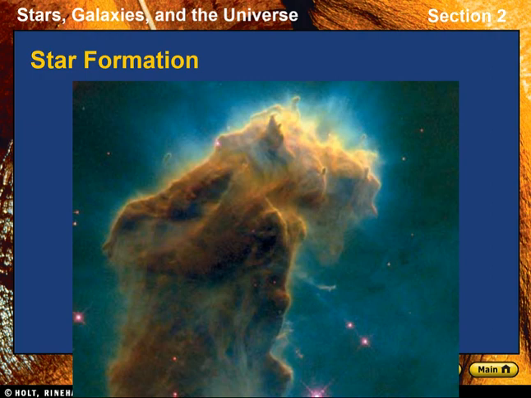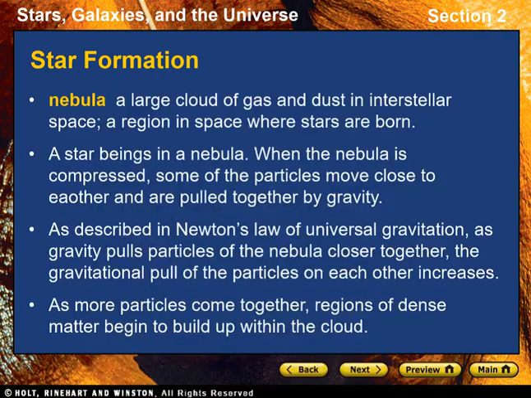Star formation. A star begins in a nebula, a cloud of gas and dust, such as the one shown in Figure 2, or on the screen here. A nebula commonly consists of about 70% hydrogen, 28% helium, and 2% heavier elements. When an outside force, such as the explosion of a nearby star, compresses the cloud, some of the particles move close enough to each other that they are pulled together by gravity.